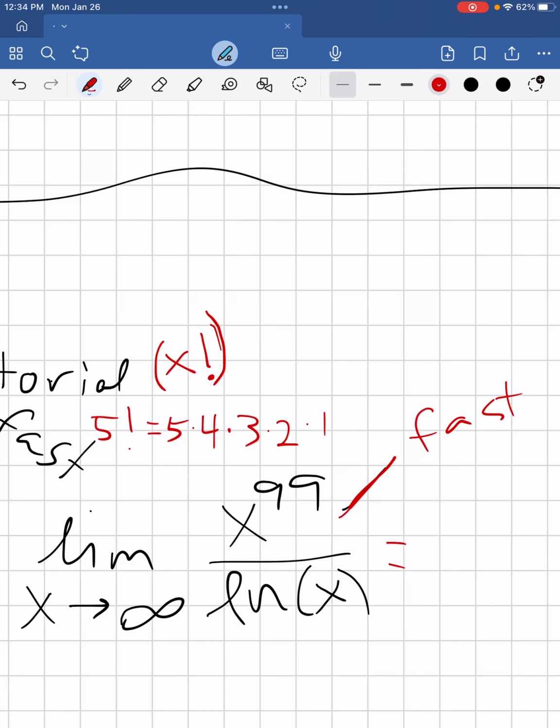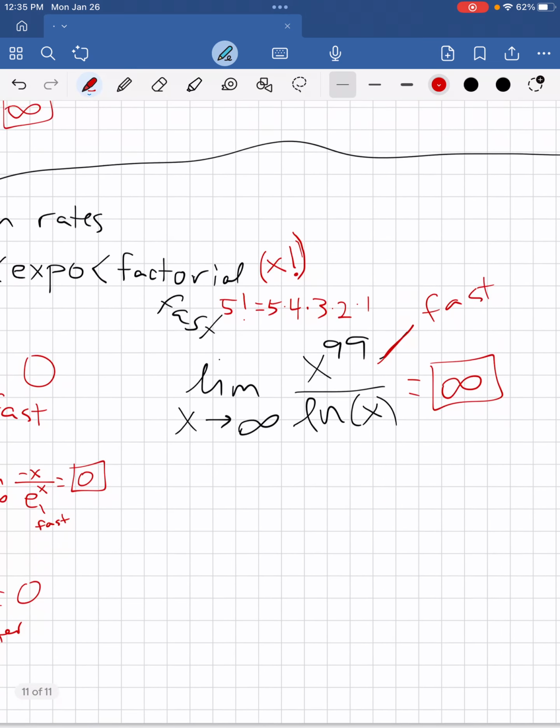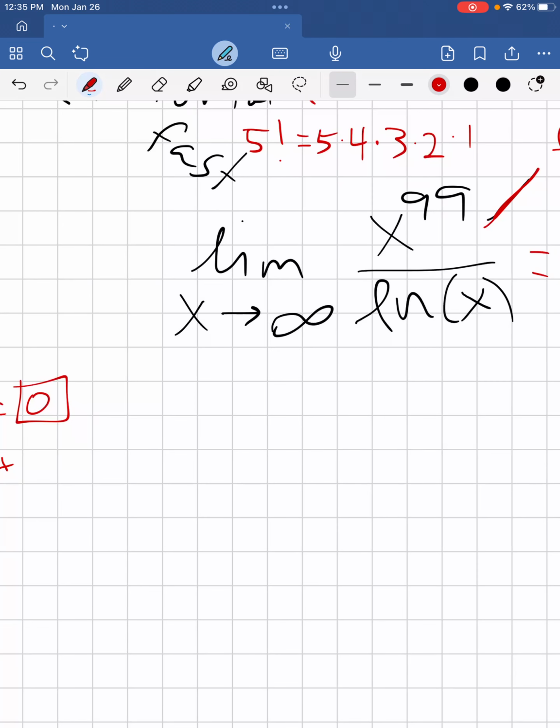All right, so with these, you kind of have to think, where's the fast thing? Do I have to worry about negatives causing issues, etc.? I got one more fun one for you. Okay, let's say we want to evaluate that limit.